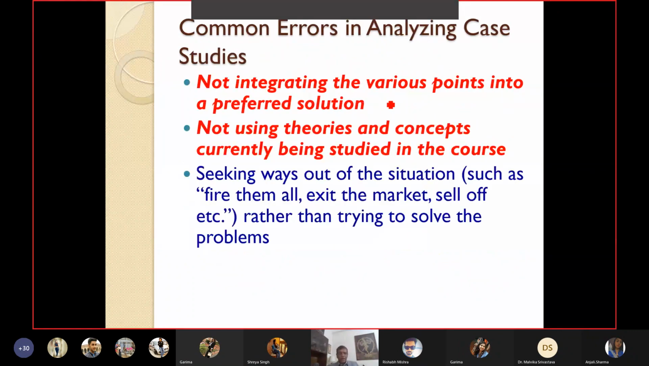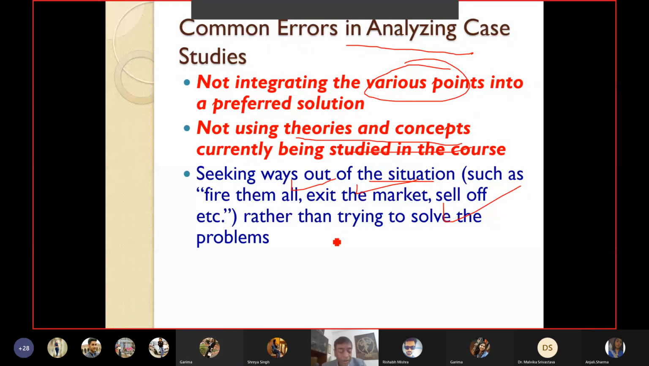Now, there are some common errors in analyzing cases. That means you're not looking at the most important points, not correlating it with theory studied in the course. Well, that doesn't help. And you come across very vague answers where you say, fire everyone, exit the market, sell off your business. Well, these are obvious answers, but you haven't given a solution here. Unless these are obvious ones. I mean, if there's no other way out, you say you can sell off, or if there's nothing you can do, fire all employees, or you exit the market. So don't jump into conclusions without trying to see if there could be other options which the company can try out.